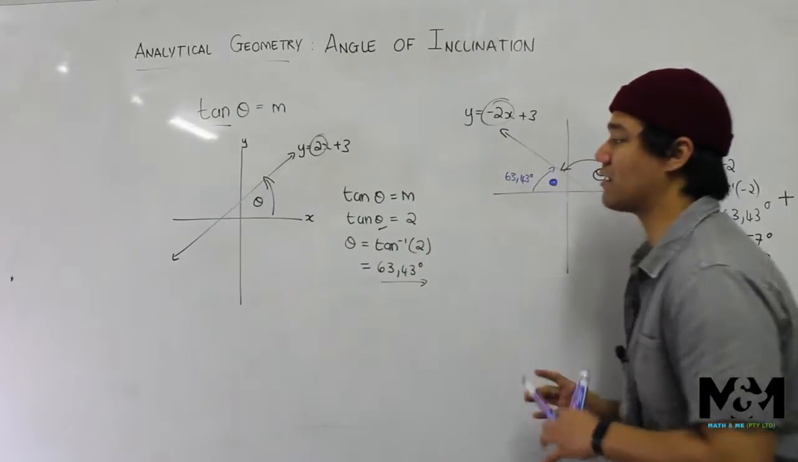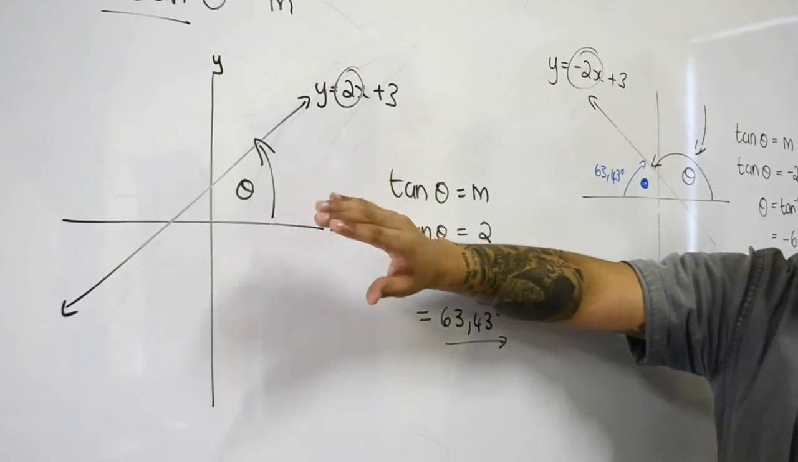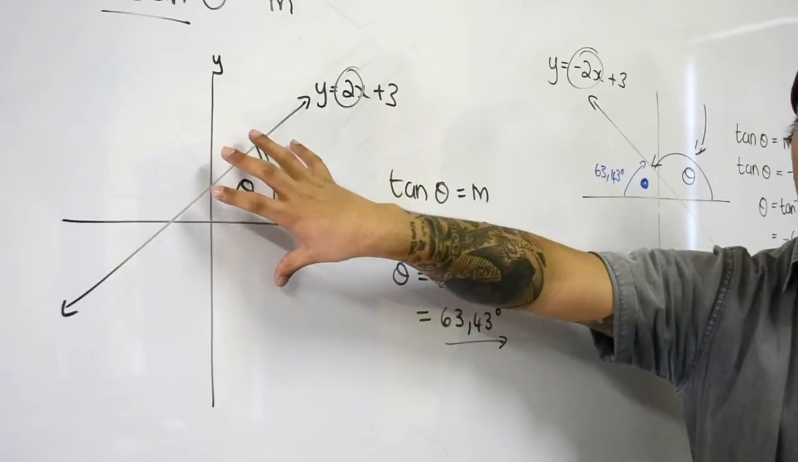Very important for angle of inclination, we need to realize that my angle of inclination will always be measured at my x-axis.